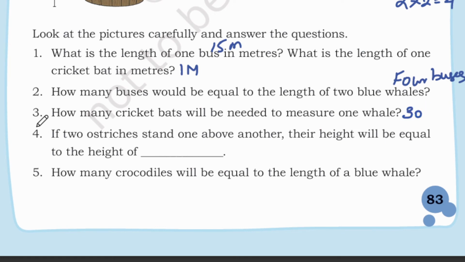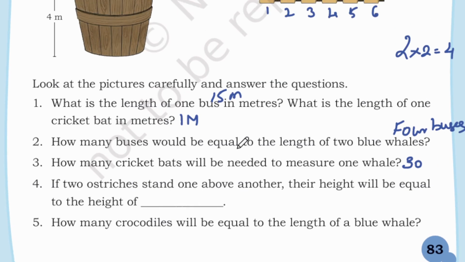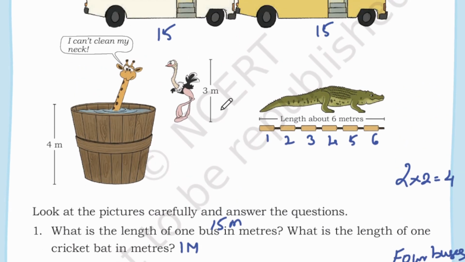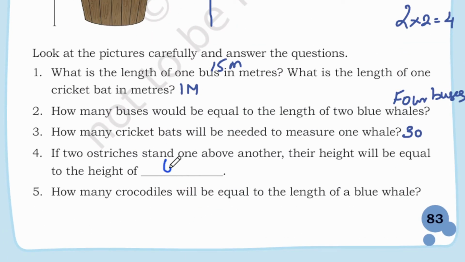Next, if two ostriches stand one above another, their height will be equal to the height of what? Here we have 3 meters. Imagine we have another ostrich here, 3 meters. So 3 plus 3 is 6 meters. It will be the height of 6 meters.